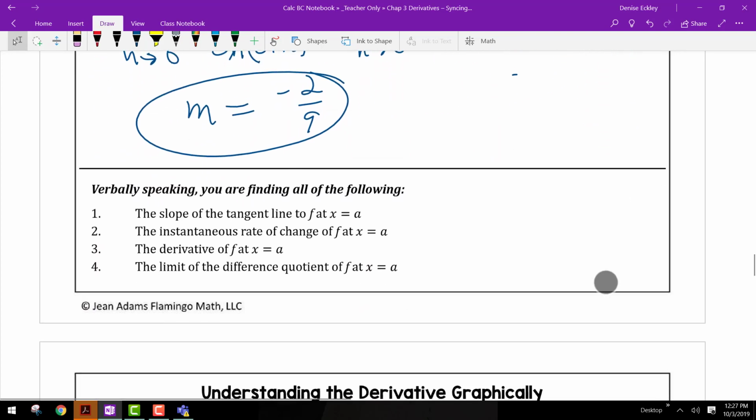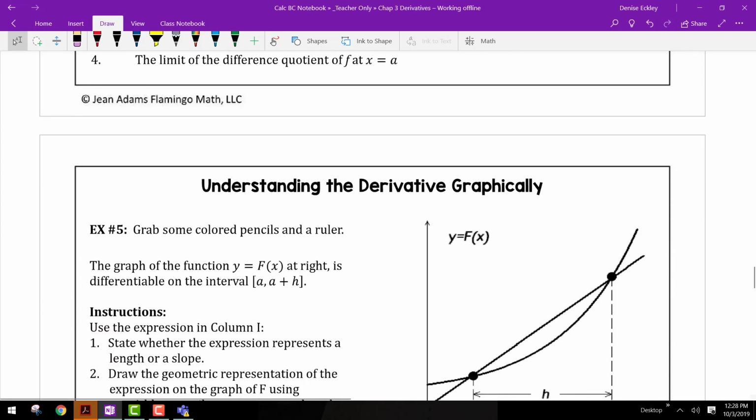Okay, so just remember, all these things mean the same thing. I'm kind of beating a dead horse here, but I want to make sure that we're clear because all these terminologies could come up in the test. You're looking for the slope of the tangent line of f at x equals a, the instantaneous rate of change at x equals a, the derivative at x equals a, or the limit of the difference quotient. Any of those terminologies could come up.